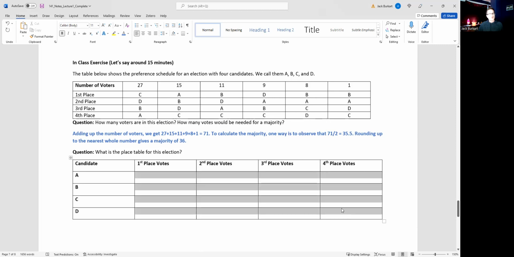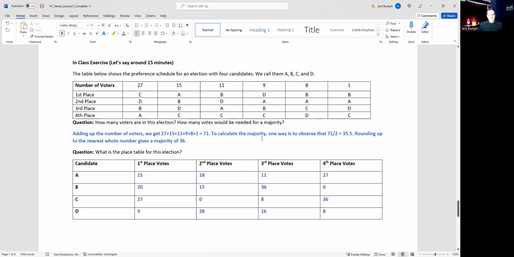And then right here, I don't want to go through it in detail, but you can pause the video for a second here and just make sure that you got the correct place table for this election. One thing you may have noticed is that candidate C, for example, got no second place votes. So you just put a 0 in there. Sometimes things work out that way. So this is our place table for an election. That will be very helpful as we calculate with the Borda count method.